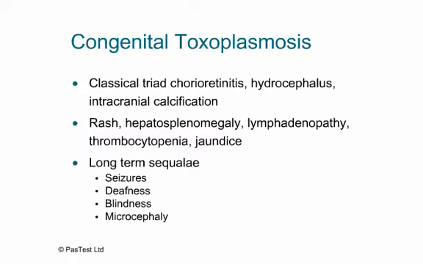There are various other symptoms and signs these children get, including the usual things that you get with congenital infections: rashes, hepatosplenomegaly, lymphadenopathy, thrombocytopenia, and jaundice. But remember, these children also have microcephaly. They can have seizures, and they can also be deaf. And a lot of these things will be reminding you also of congenital CMV. Long-term sequelae of toxoplasmosis include long-term seizures and epilepsy, deafness, blindness, and microcephaly.